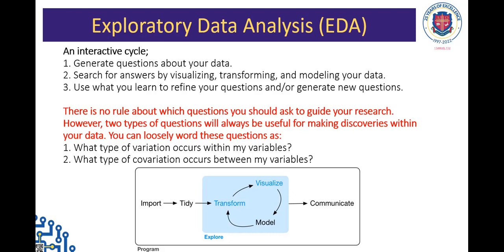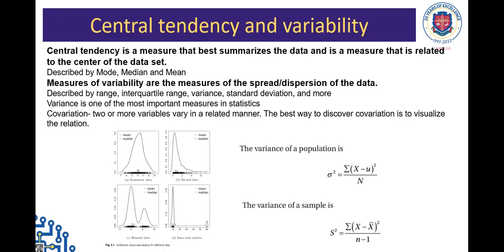So those are the two types of questions you begin with, and then you go through your cyclic pattern using those questions, and then you point out what is standing out, what is an outlier, and you generate new questions. Okay.